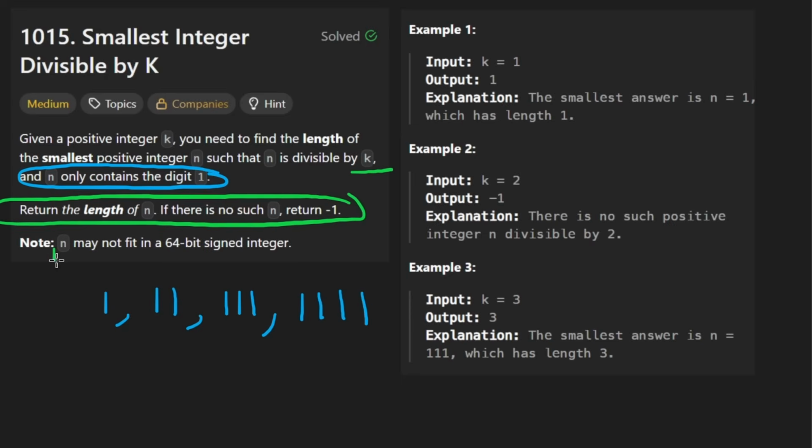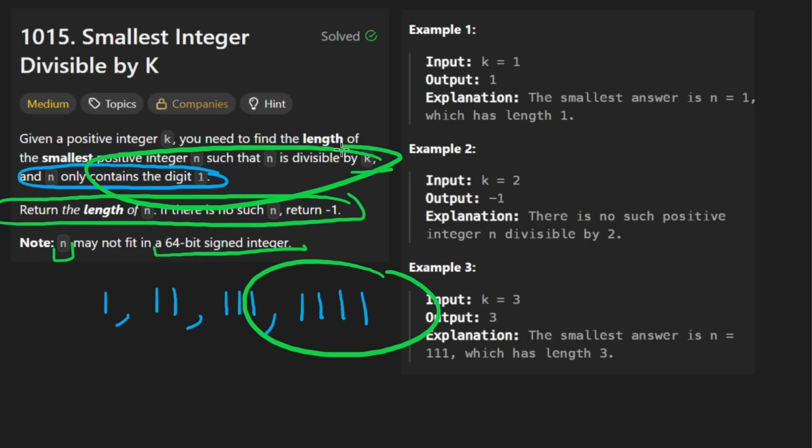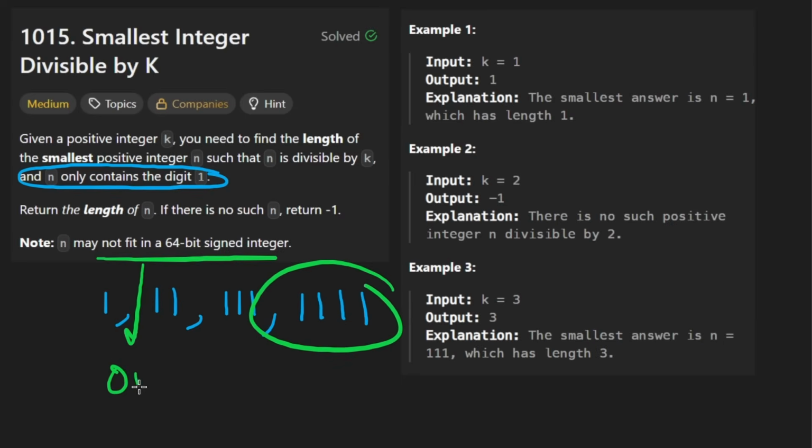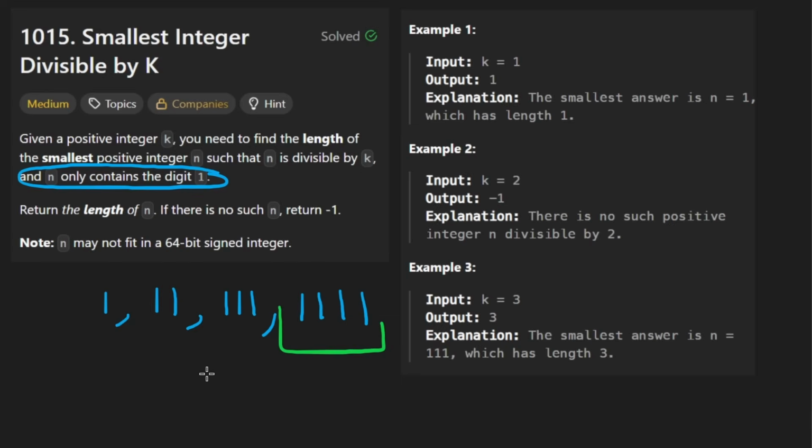But they mention another thing before we even get to the cycle detection. They mention that n actually might not even fit in a 64-bit integer. So the first number that we see that satisfies the conditions might have more than 64 bits in the binary representation of it. So if that's the case, then obviously in trying to build these numbers bigger and bigger, we're going to get the same issue that we talked about yesterday, which is overflow. And the solution to that is going to be the exact same as yesterday. What we're going to do is take this number and mod it by the k number.